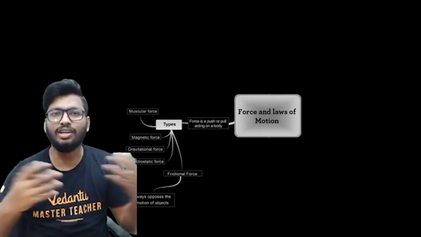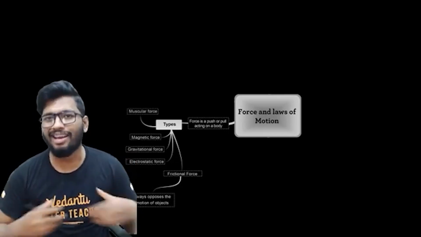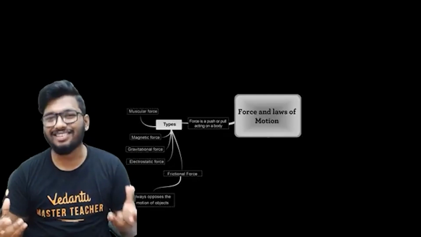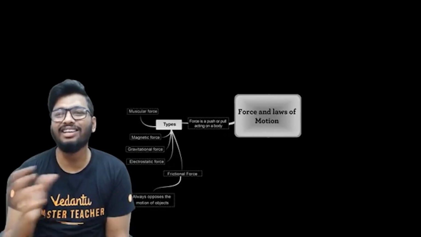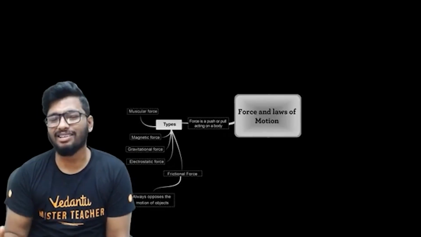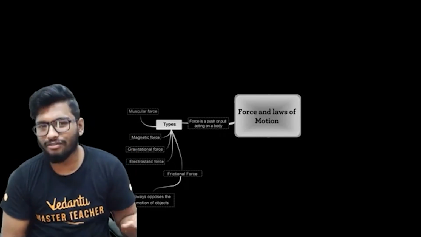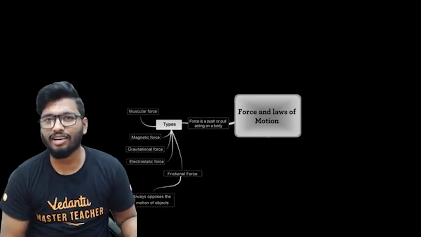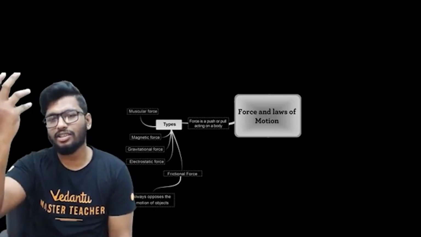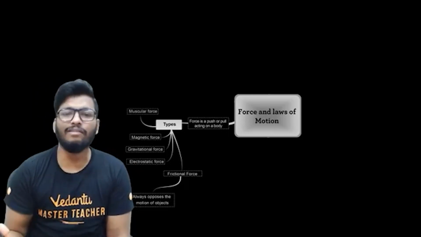Magnetic force is nothing but that like poles repel, and unlike poles attract. So that force between two magnets is what is called the magnetic force. So that is again a non-contact force. Gravitational force is again a non-contact force. It's nothing but the force by which Earth pulls anything towards the center.